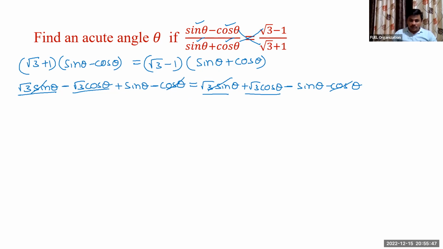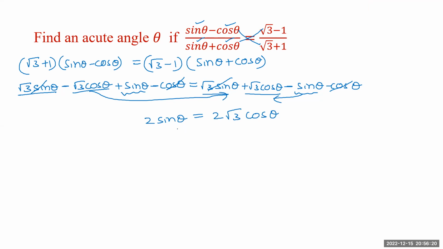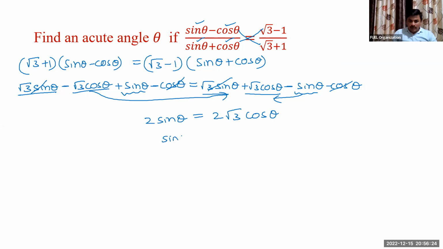So what I will do, I will take square root of 3 cos theta to the right hand side. So it will become 2 times square root of 3 cos theta, correct? Root 3 cos theta plus root 3 cos theta is 2 root 3 cos theta. And this minus sine theta, I will bring it to the left hand side. So I will get on the left hand side 2 sine theta. Anything else left? No, sir. Okay. Now sine theta I will write here only, is equal to this 2 I will take in the denominator. So root 3 divided by 2 cos theta. So 2 gets cancelled.